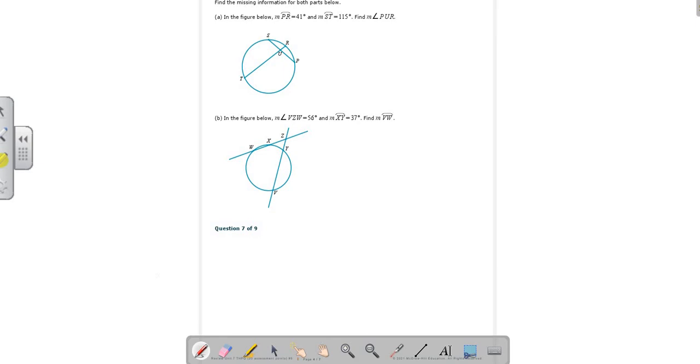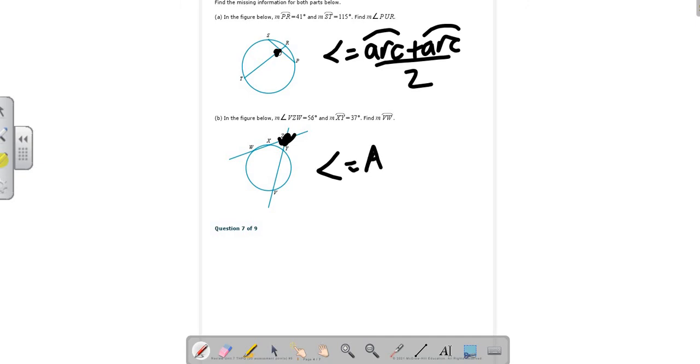Same concept here. If the vertex is in, that's angle equals arc plus arc over 2. If the angle is out, it's angle equals big arc minus little arc over 2.